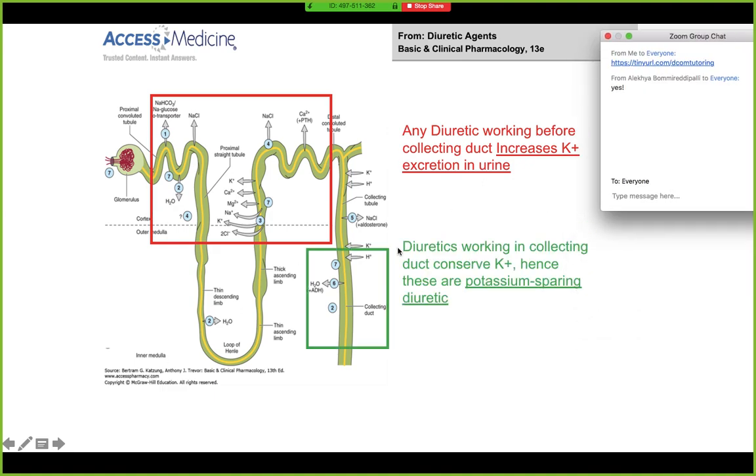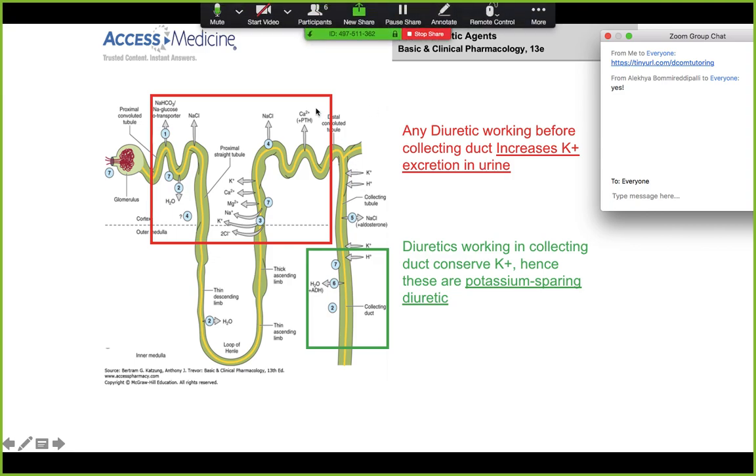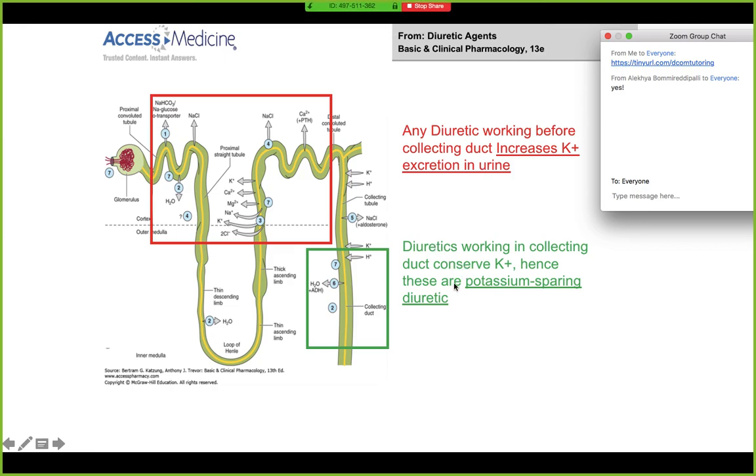And then something that should help is this slide here. Anything working in the collecting duct is going to conserve potassium, and these are known as potassium-sparing diuretics. And then any diuretic working before the collecting duct is going to increase potassium excretion in the urine. So these lead to hypokalemia, where anything working here is going to result in hyperkalemia since it's potassium sparing.